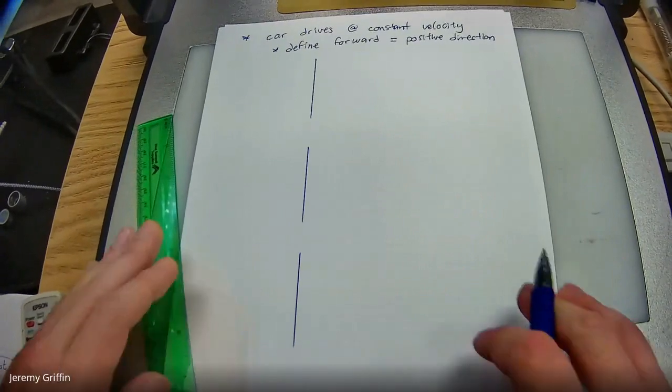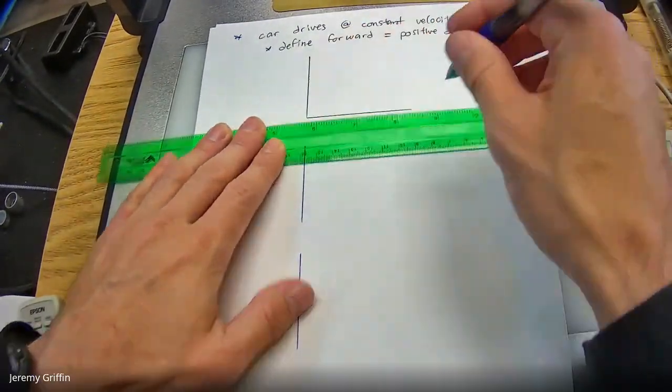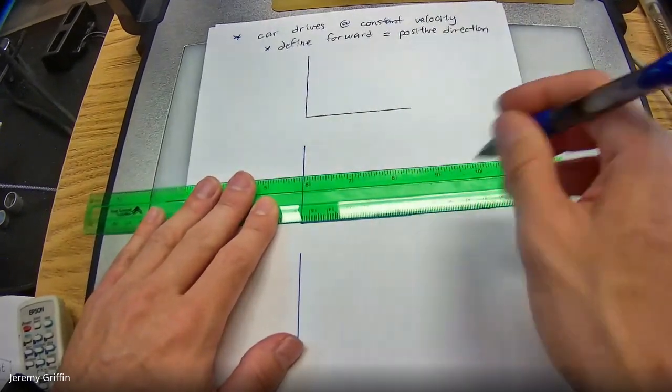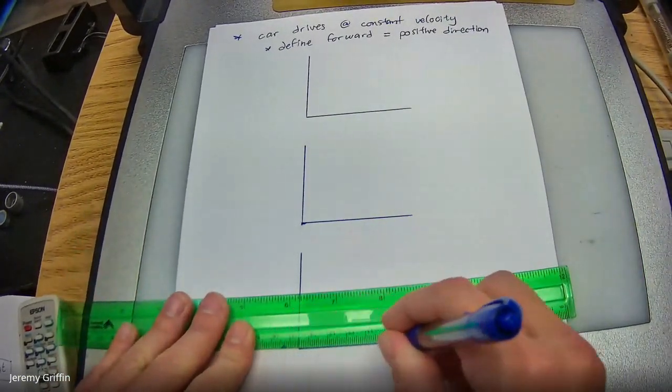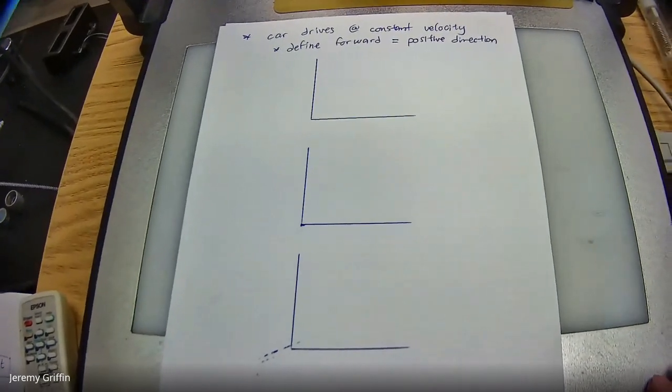So draw 3 sets of axes. We're about to do 3 graphs. Later today, we'll do another one of these scenarios. It'll be the same sets of axes, I should say. And then tomorrow, we'll do even more graphs for new scenarios. So we're going to do a bunch of these.